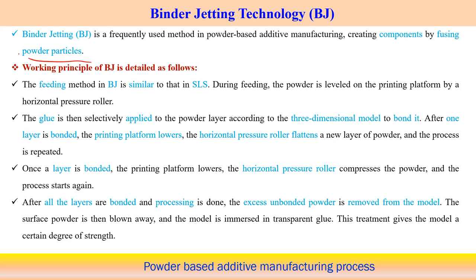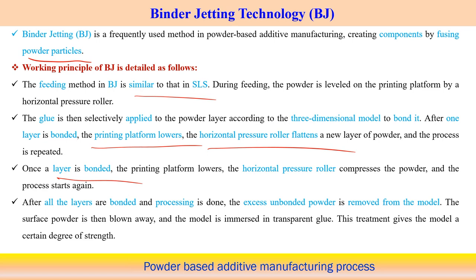Now there is another process, binder jetting technology, and this is mainly applicable for creating components from powder particles. Probably it is mostly applicable for non-metallic materials, but of course we can use a similar approach for metals as well. So the working principle of binder jetting is similar to the selective laser sintering operation, but in this case we use glue as a binding agent applied to the powder, and this binds the powder particles. Once one layer is bonded, the printing platform lowers by one layer thickness, and then horizontal rollers again flatten a new layer of powder. Then we project the glue, and that glue bonds the layer.